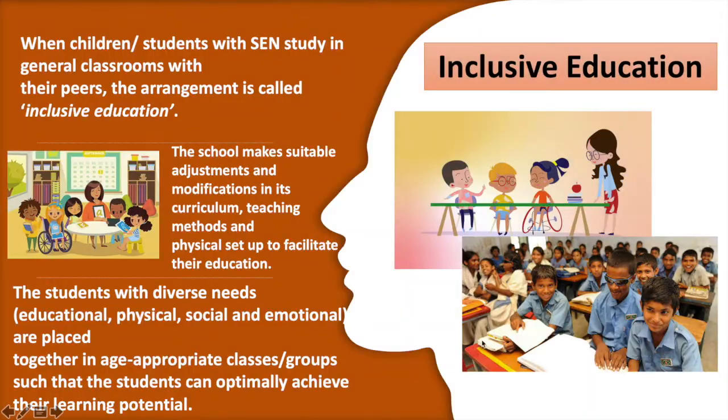When children or students with special education needs study in general classrooms with their peers, the arrangement is called inclusive education. The school makes suitable adjustments and modifications in its curriculum, teaching methods, and physical setups to facilitate their education. For example, the questions related to location of different places in maps are replaced by other questions for blind children. Teacher uses multisensory teaching aids in the classrooms if there is any child with any other problem. If there is a child with locomotor problem, it is ensured that the classroom of such child is on the ground floor itself. The students with diverse needs are placed together in age appropriate classes or groups such that the students can optimally achieve their learning potential.